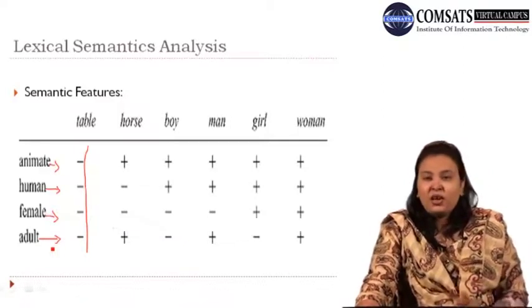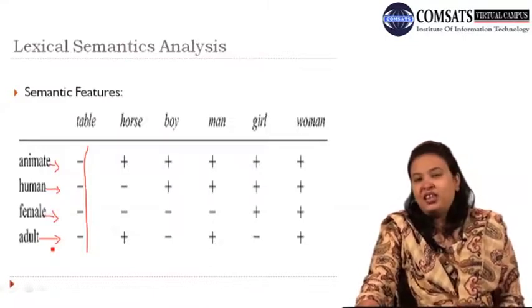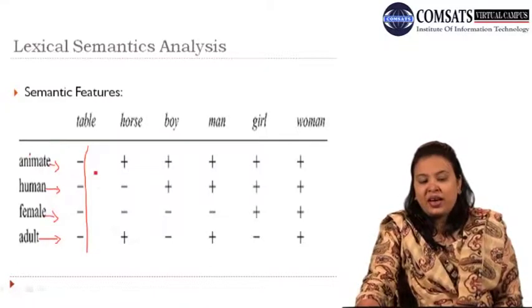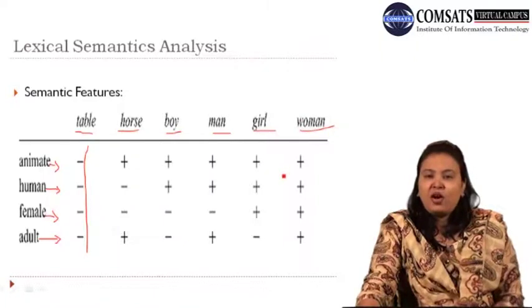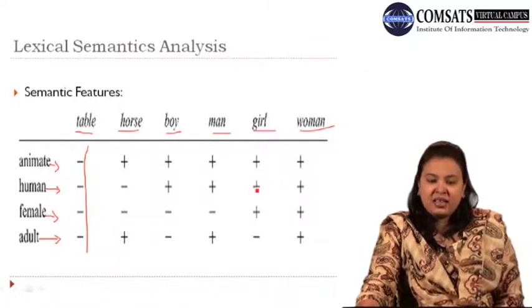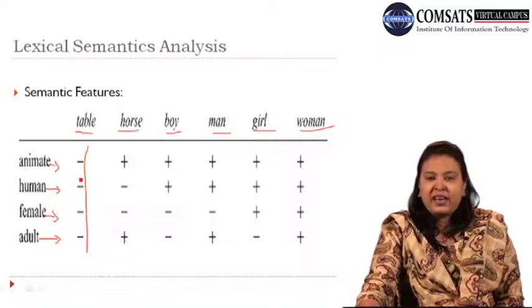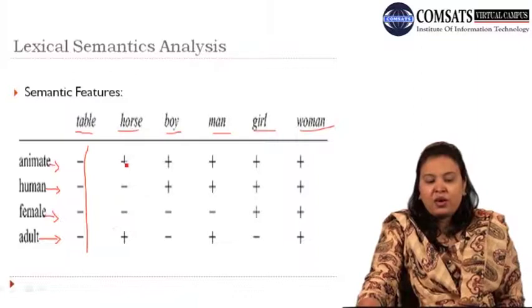But to make that table, I have only selected these four qualities, and on the other hand I have selected certain words like table, horse, boy, man, girl, woman. And now I am performing this semantic analysis. Table: is that an animate object? No, minus. Is that a human? No, minus. Is that an adult? No, minus.